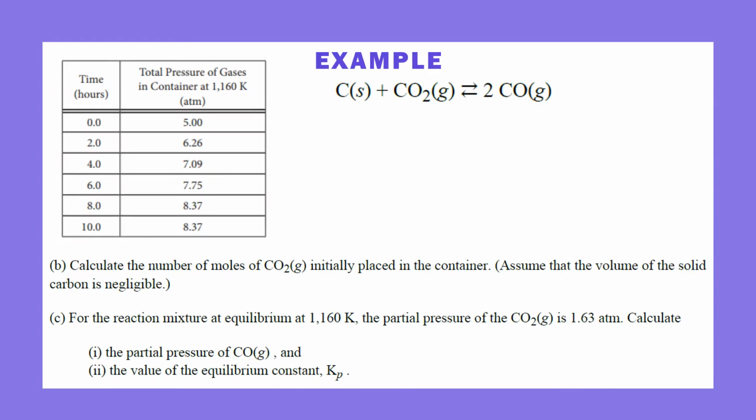Okay, for part B, we want to calculate the number of moles of CO2 initially placed in the container. Initially is time 0, and we have 5 atm. So we have moles, and in the question they gave us the liters and the temperature. So we can use PV = nRT.